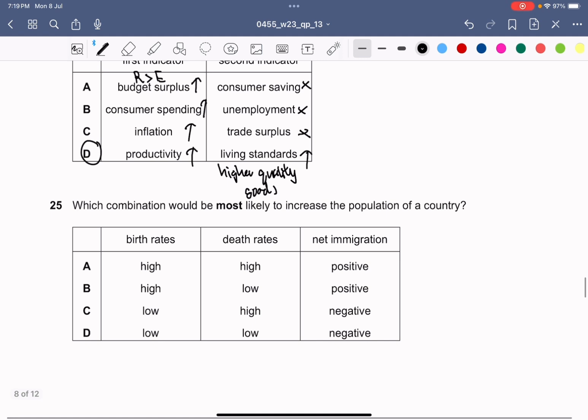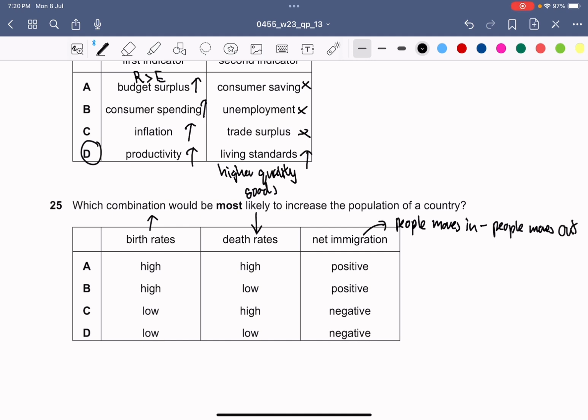25. Which combination would be most likely to increase the population of a country? So definitely the birth rate needs to be high, the death rate needs to be low. But how about net immigration? Net immigration means people who move in minus people who move out of the country. So it needs to be positive to increase the population. So this one is positive: high, low, positive. The answer is B for 25.